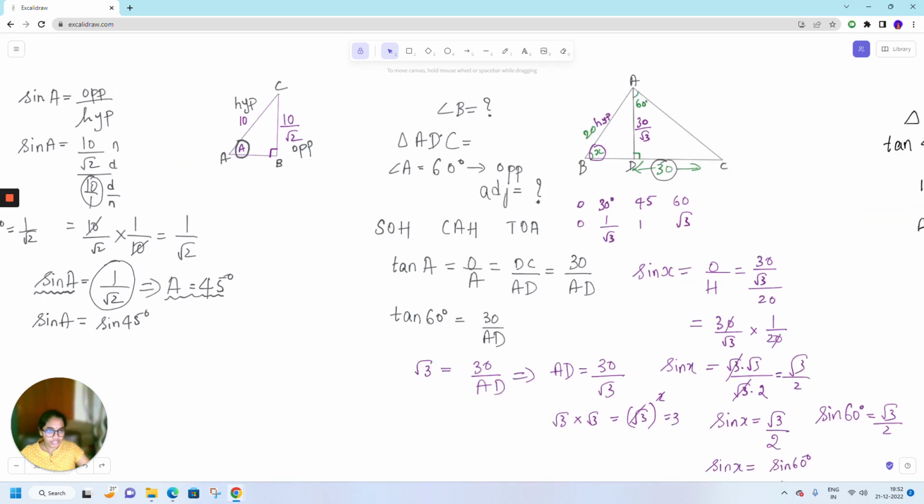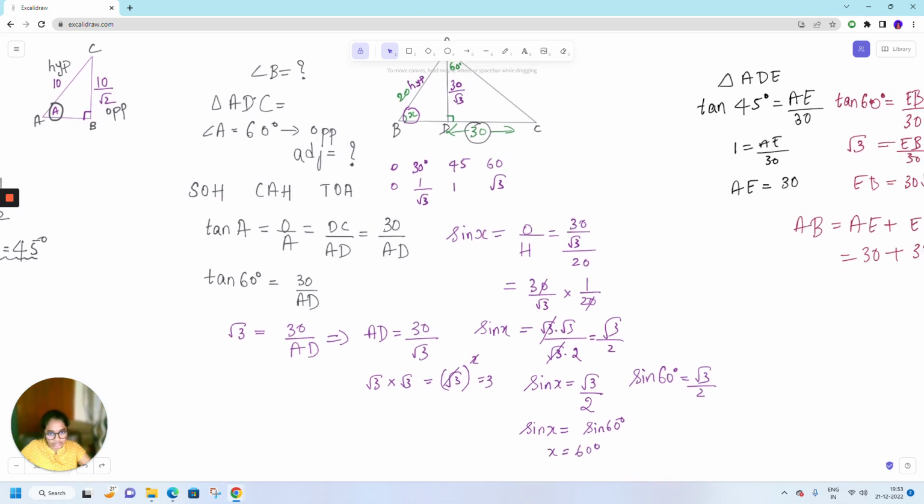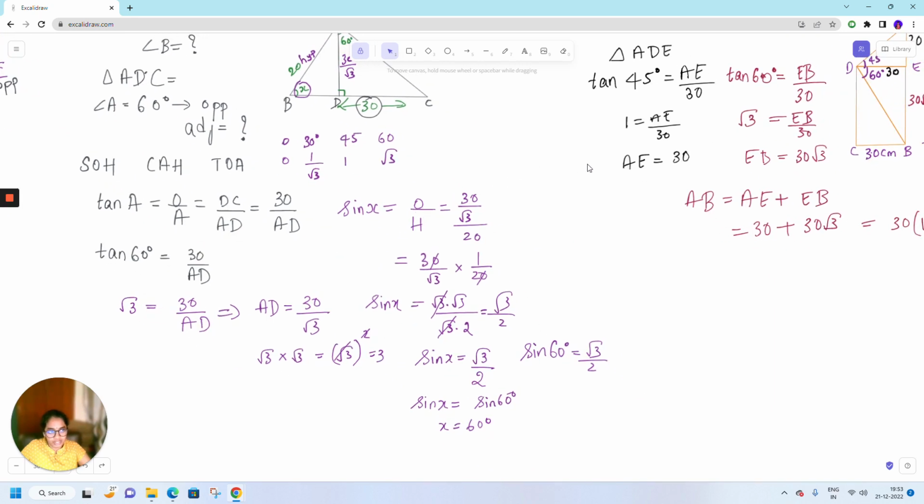Now in the third question, they had asked us to find x. With this triangle ADB, we knew only the value of x and 20. We needed one more value to find the angle x. So we found the value of AD from the triangle ADC, that is 30 divided by root 3. And then we used the triangle ADB. We used sine theta, which was opposite divided by hypotenuse. And we got the angle as 60 degree.